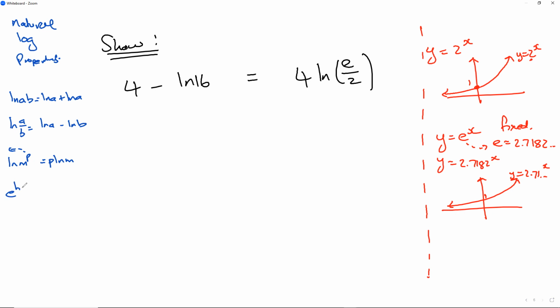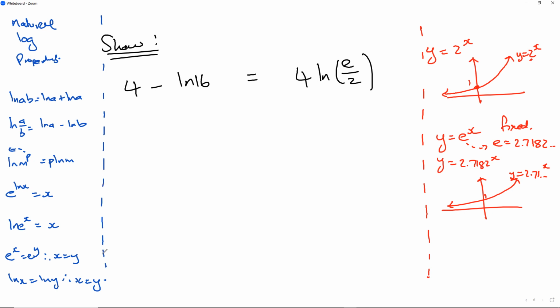E to the power of ln x will equal x, and ln e to the power of x is also equal to x as well. And these properties are proved separately. If e to the power of x is equal to e to the power of y, then therefore x equals y, and if ln x equals ln y, then that means x equals y as well. Okay, so just keeping all of those properties on the left hand side for now. Can I use any of them for this?